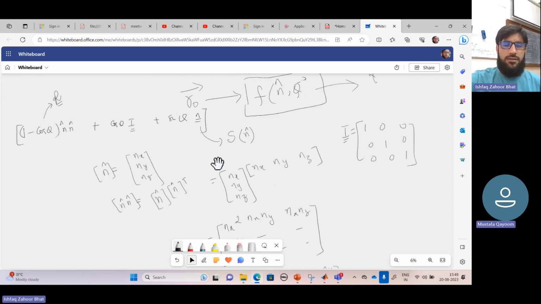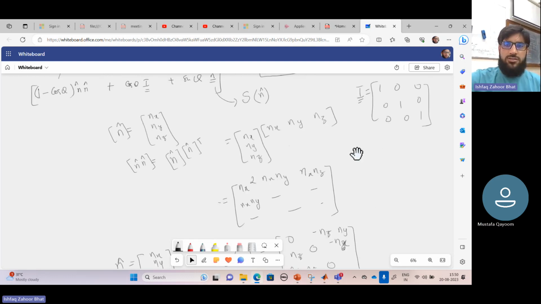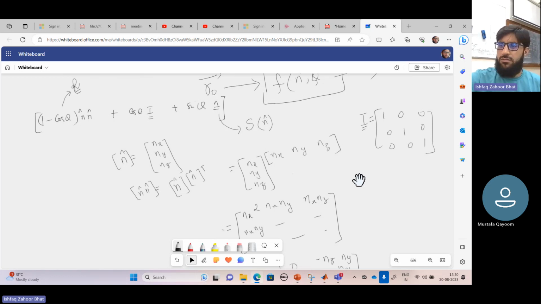Sir, S is the skew symmetric matrix of n. Sir, how do you derive this skew symmetric matrix of n? Yeah, this is a nice question. I think one or two classes back, I gave it as a homework problem that you calculate this.